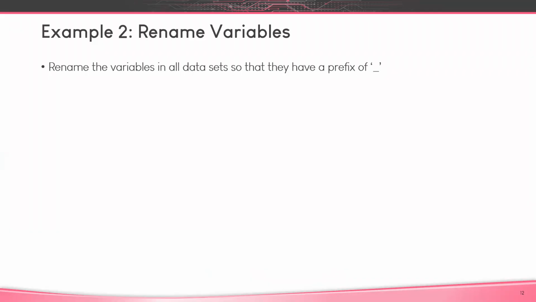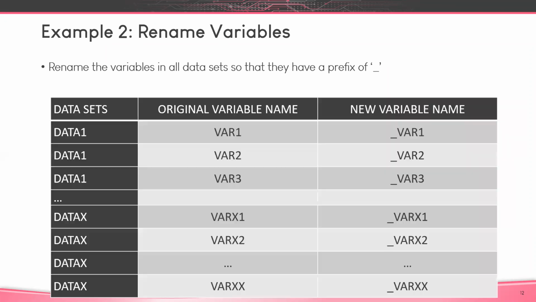The other example is to rename all of our variables. We want to rename our variables in the data set to have an underscore. This is a little more complex example, and we want to have our data have a prefix. And so we want to have this prefix of an underscore. So you may ask why we would want to do something like this.